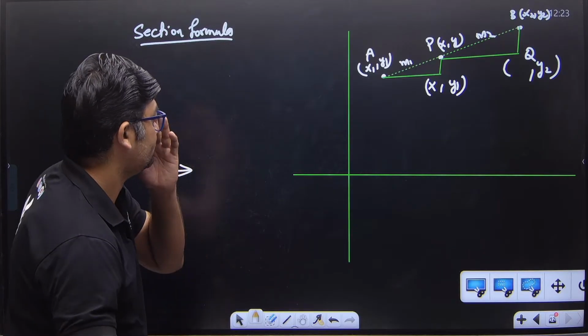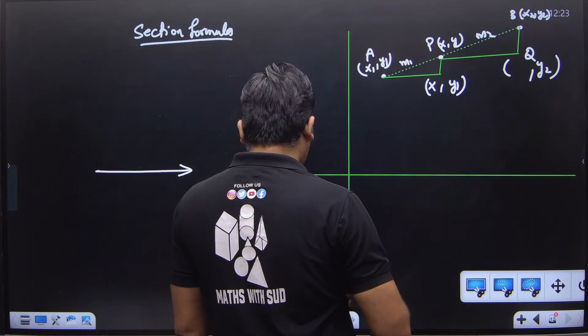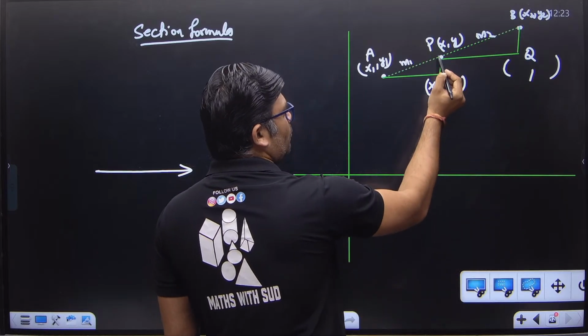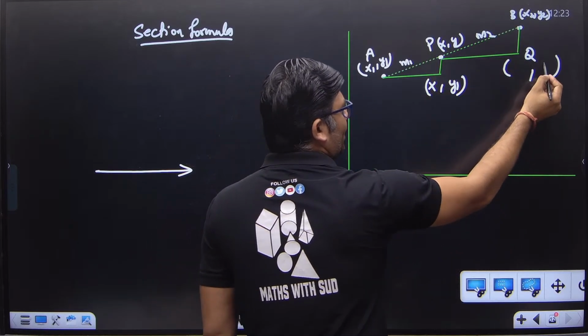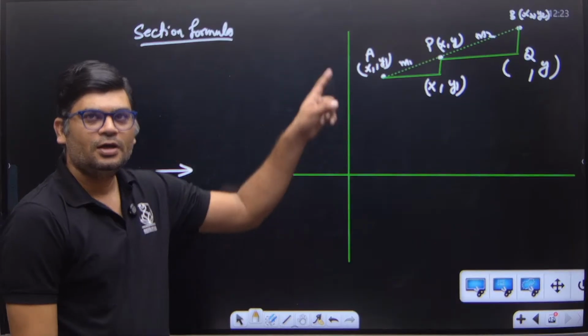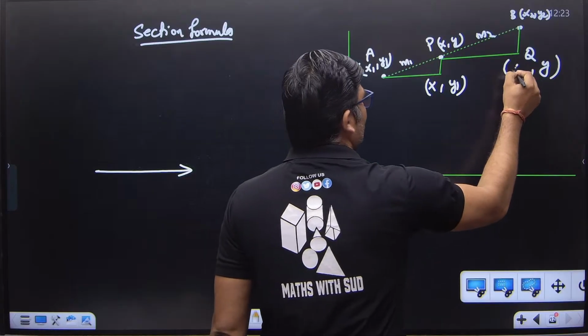Okay. So the Y coordinate, how can it be Y2, my dear? See, moving from P to Q, the Y coordinate is not changing, so it will be Y only. The X coordinate is changing, so it will be X2. Yes, X2 comma Y.